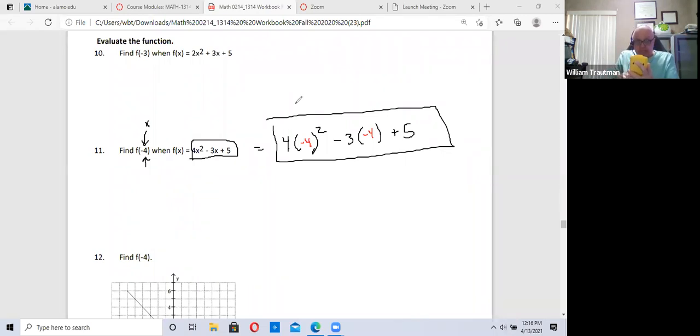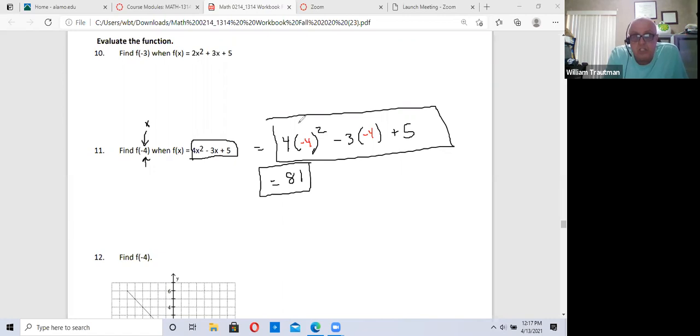4 parentheses, -4 inside, raised to the second power. Then I bring the power down. Subtract 3 parentheses, -4. There's a difference between subtraction and negative, plus 5. So when you type all this into your calculator, you should get 81. If you don't, you're not using your calculator correctly. So hopefully you're using your calculator correctly.